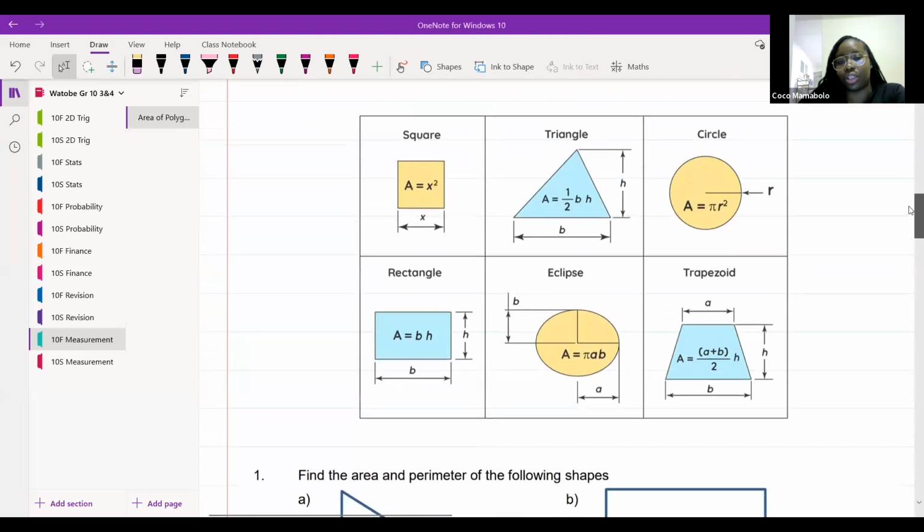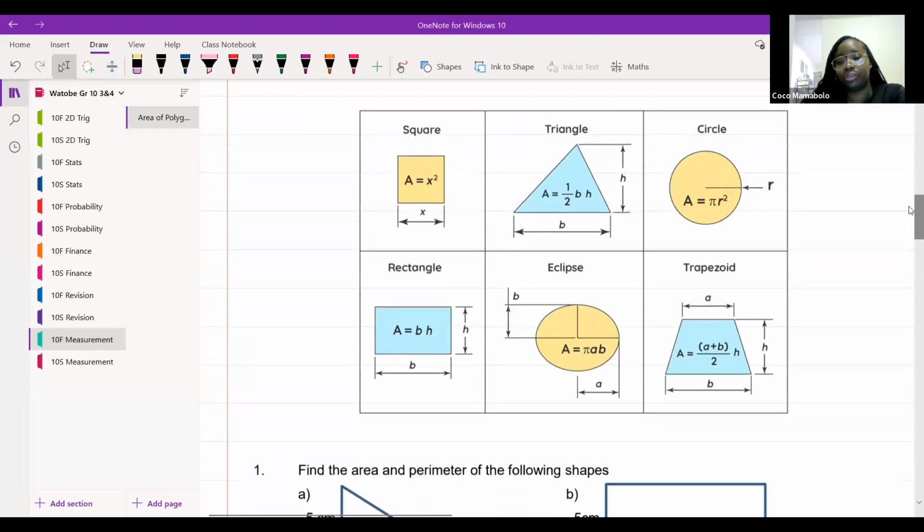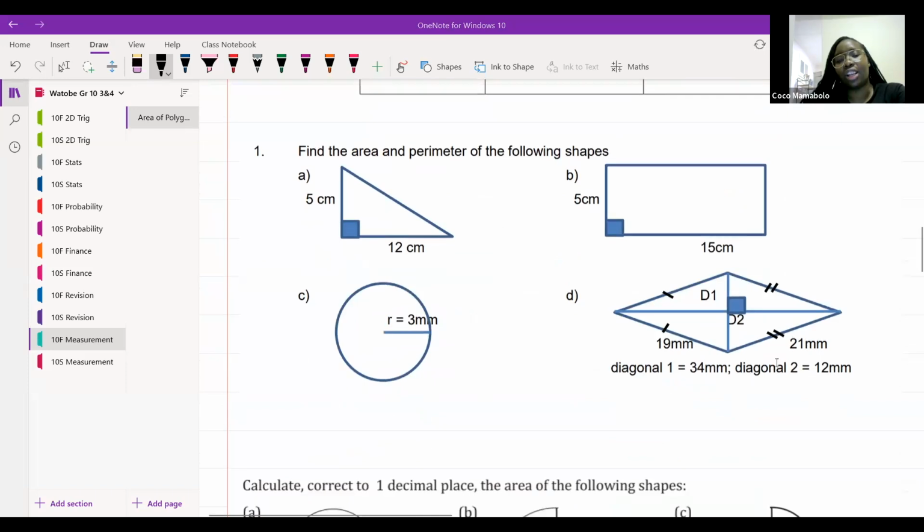I'm going to give you 10 more seconds. Take a screenshot. 9, 8, 7, 6, 5, 4, 3, 2, and 1. This should actually be an ellipse and not an eclipse. An eclipse is something that happens when the moon sits over the sun. It's not the same thing. Okay, it's an ellipse. All right, let's get started on these first four questions.